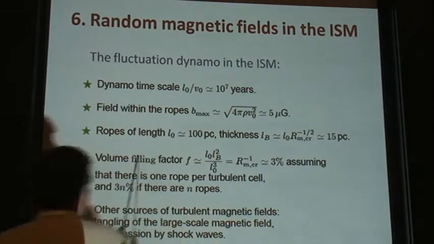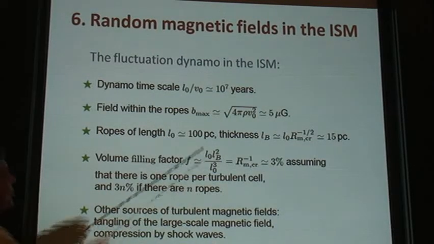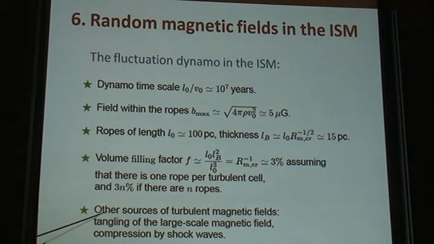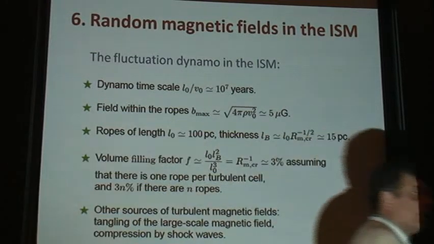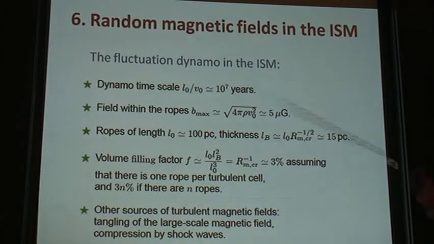The volume filling factor of these filaments, or ropes, should be of the order of 3%. But there are other sources of random magnetic fields. It's the tangling of the large-scale magnetic field. It's an independent phenomenon. This random magnetic field is supposed to be volume filling. The compression by shock waves, again, is a separate source. So you have a mess. The magnetic field has more than one source.